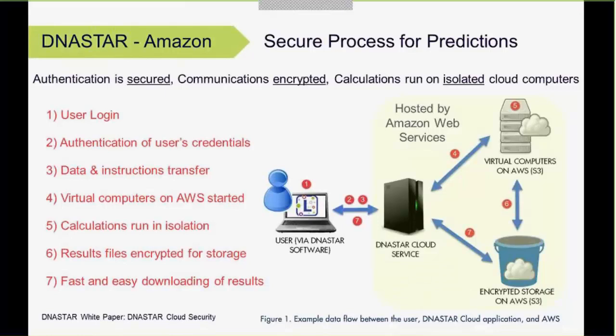The DNASTAR cloud itself is a secured platform where all aspects of the communication between your computer, the DNASTAR web server, and the Amazon cloud are secured. All the authentication is secured with standard SSL encryption technology. All communication between your computer, the DNASTAR web service, and the Amazon cloud is fully encrypted. Your data actually does not go directly through the DNASTAR web service. You upload your files directly from your computer to the cloud storage system.